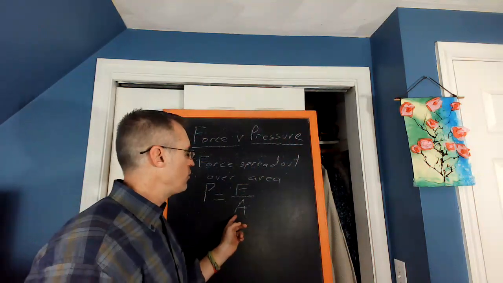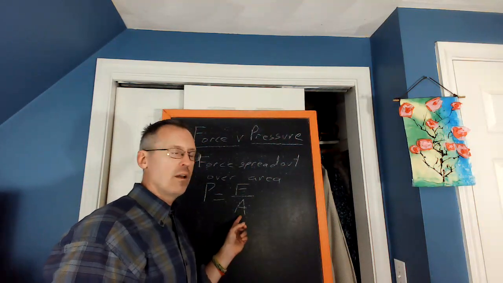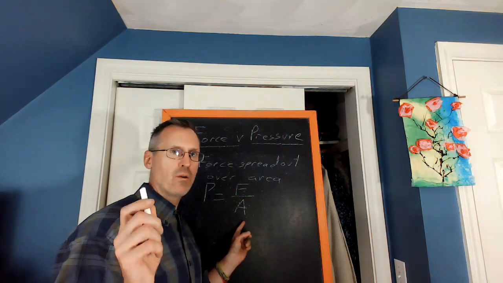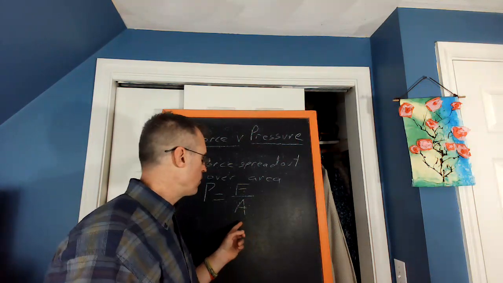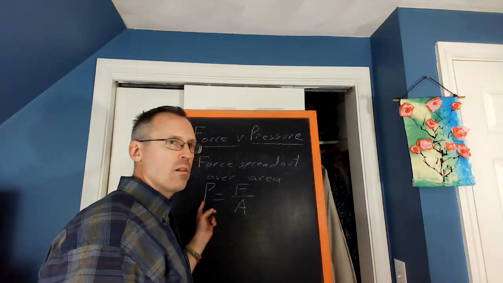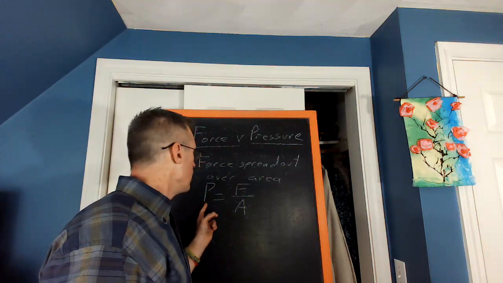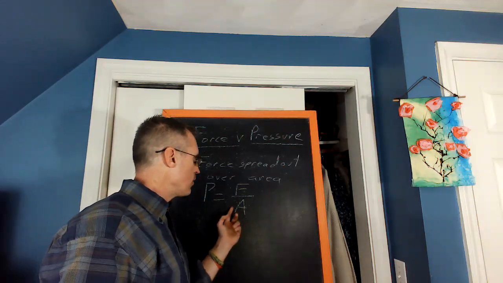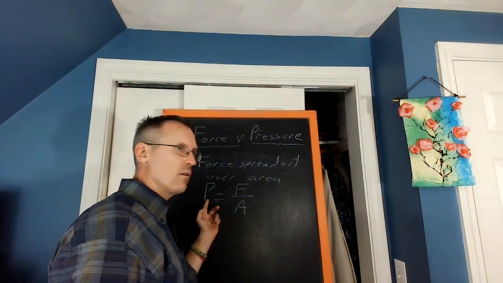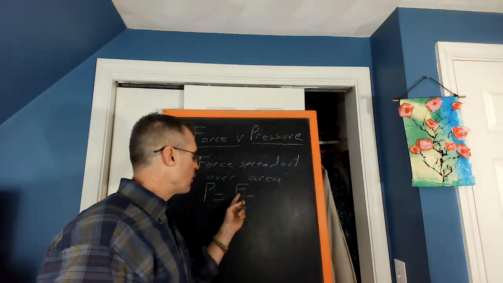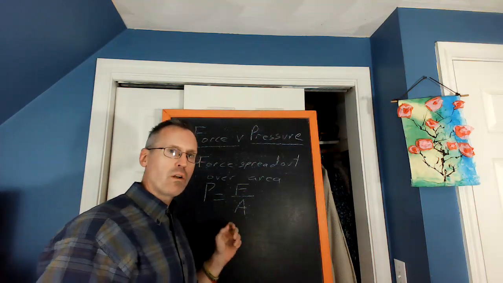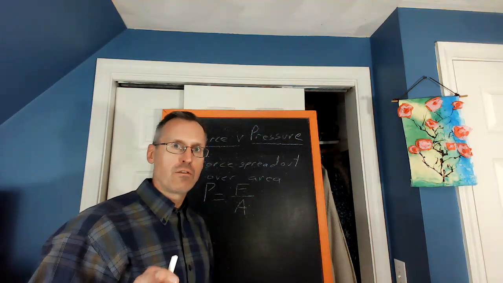But it's related to area. Now, notice area is on the bottom of the fraction. When you have a number on the bottom of a fraction, the way it works is like this. The bigger this number gets, the smaller this number gets. And it works in reverse: the smaller this number gets, the bigger this number gets. So for a given amount of force, you could have either a big or a small pressure.